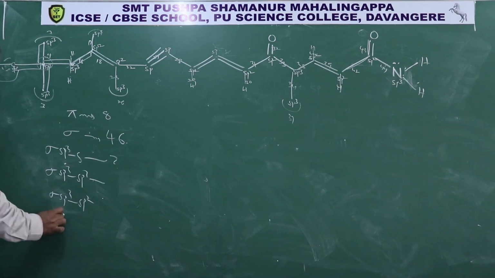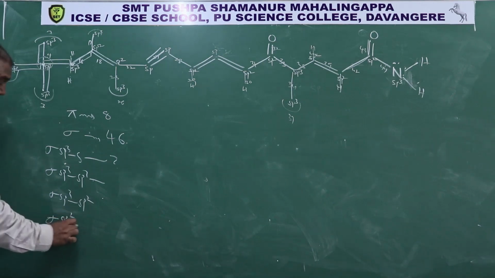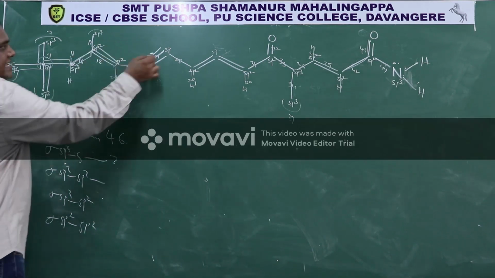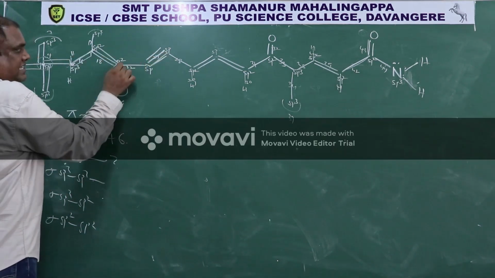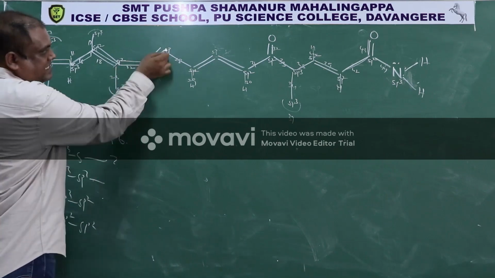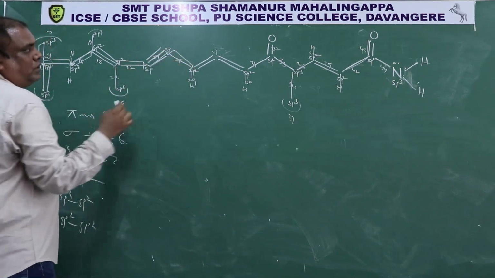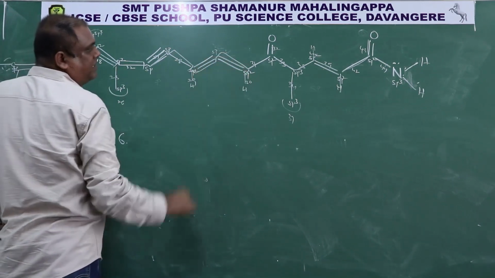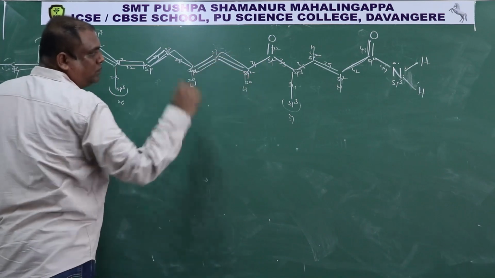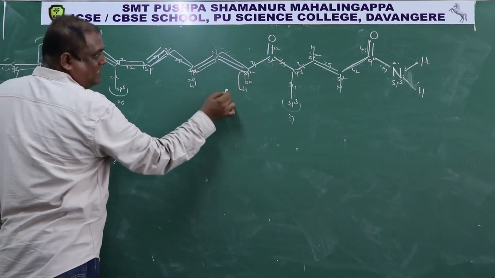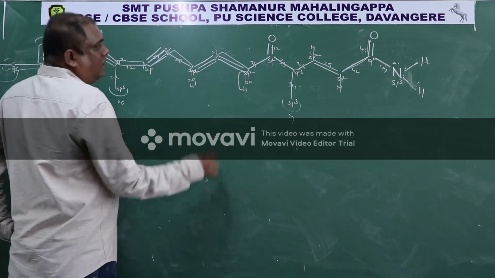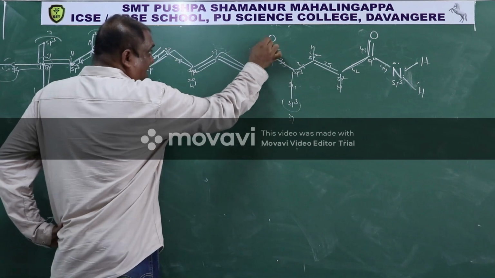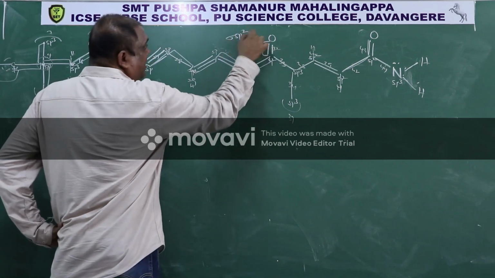Then sigma sp2-sp2 how many? This is sp2-sp2. This is sp-sp. This is sp2-sp. This is sp-sp2. This is sp2-sp, sp-sp, sp-sp2. This is sp2-s. This is sigma sp2-p.